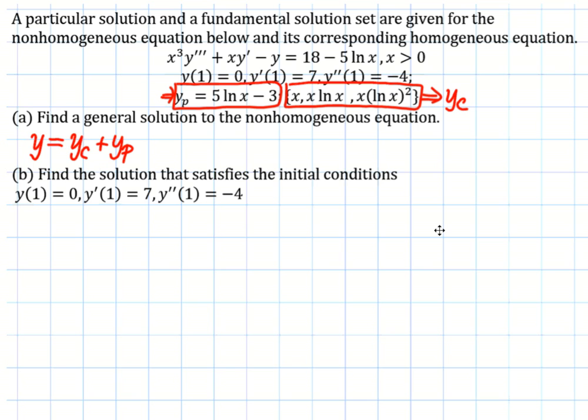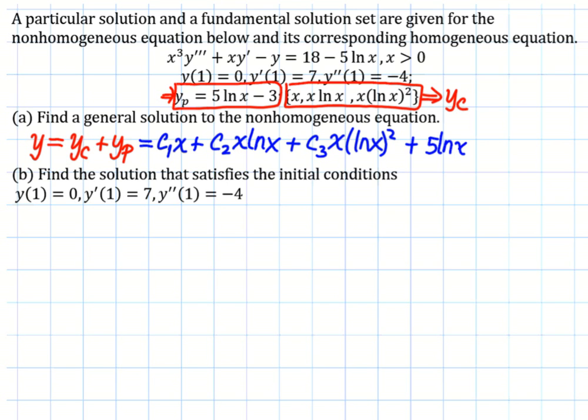I put them together and we will have the linear combination of every function in the set. It is going to be C1 x, C2 x ln of x, and C3 x ln of x squared, and that is the complementary solution. The particular solution will be just 5 ln of x minus 3, and that is the general solution.